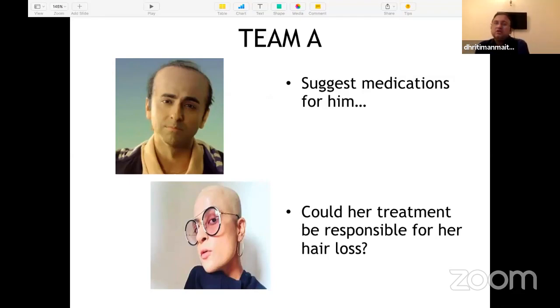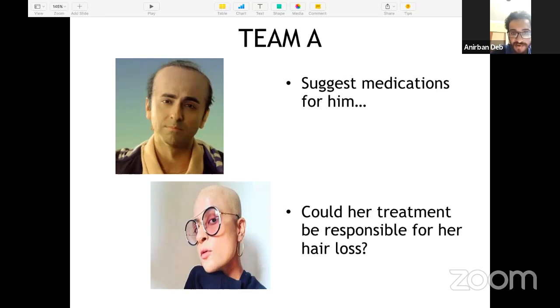Yes. So team A, you can see the pictures of 2 personalities. They are related to each other. That's a hint for you. Now you have to suggest some medications for him. And from all the media reports we have, the disease she suffered from, my question is, could her treatment be responsible for this condition? That is for her hair loss. Your time starts now.